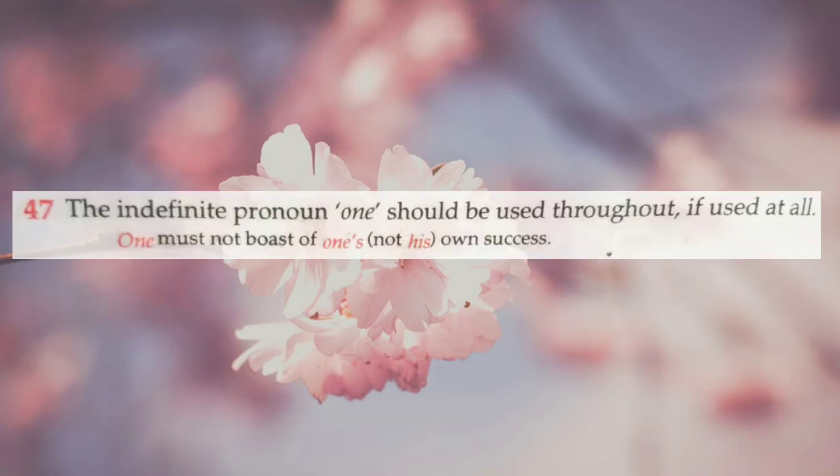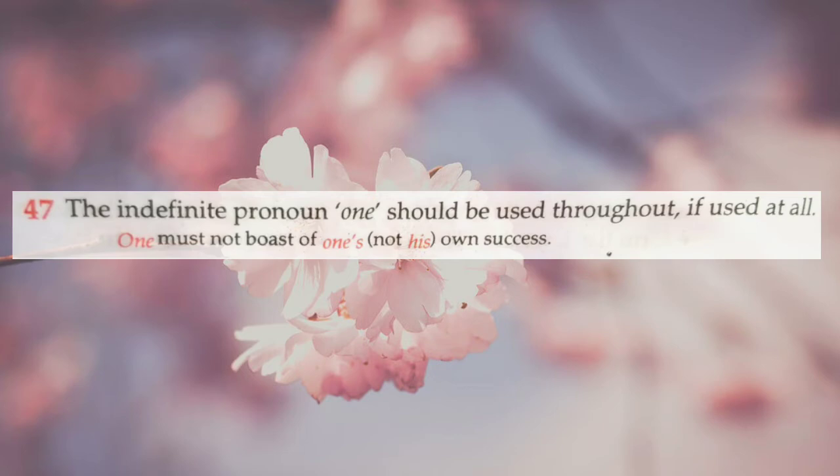The next is rule number 47. The indefinite pronoun one should be used throughout, if used at all. What does it mean? If we are using the indefinite pronoun, that is one, in the complete sentence, if we require any other pronouns, they should be related to the indefinite pronoun one. For example, one must boast of. Here we need another pronoun. So I will relate it with the first pronoun that I have used, the indefinite pronoun.